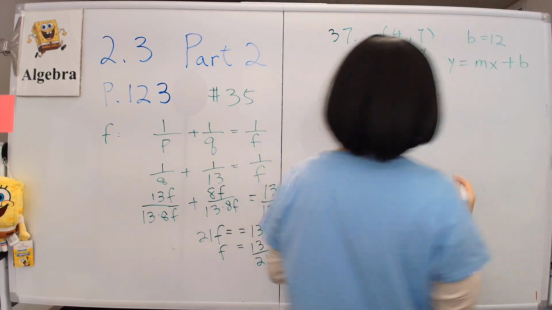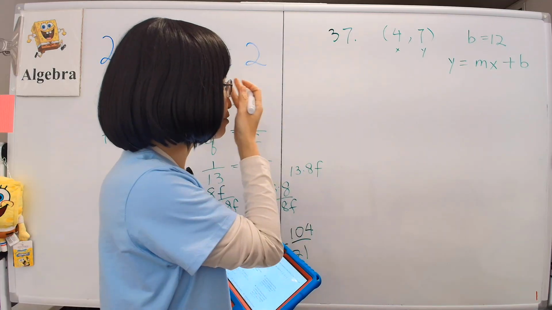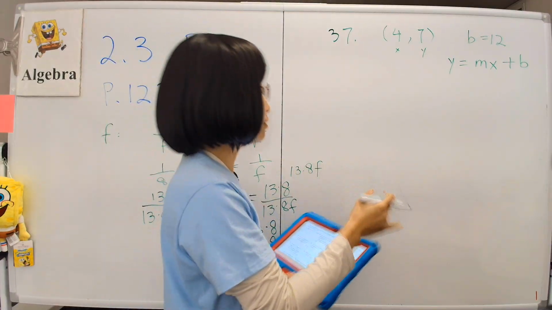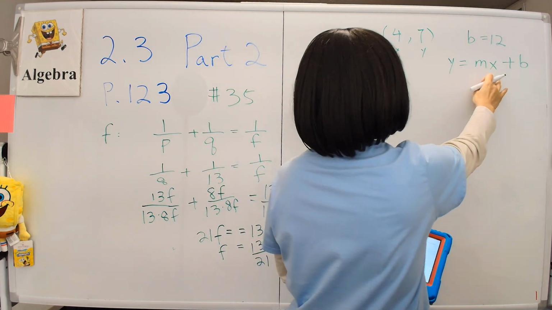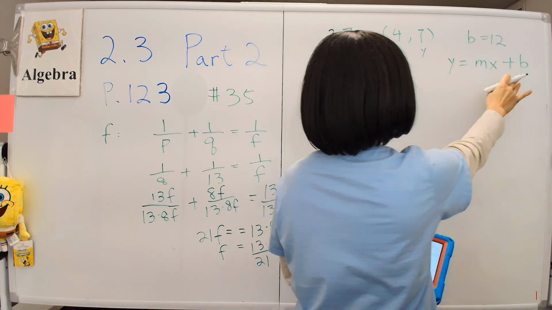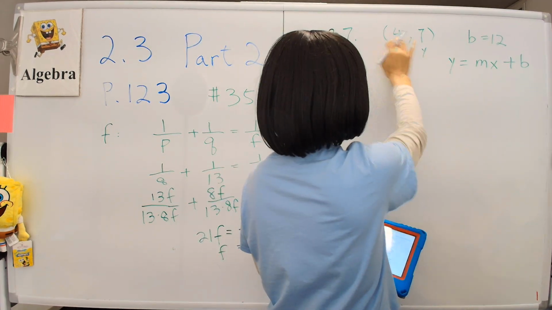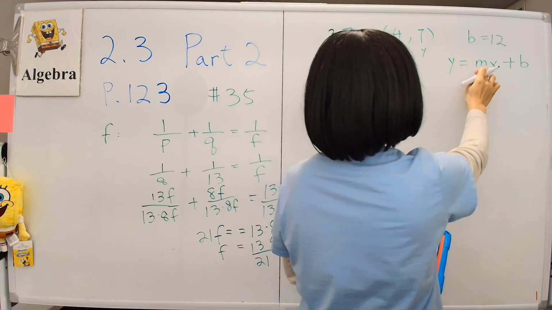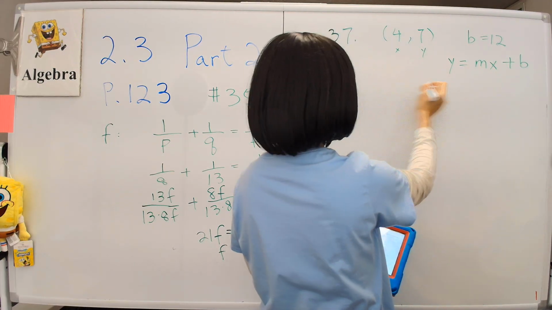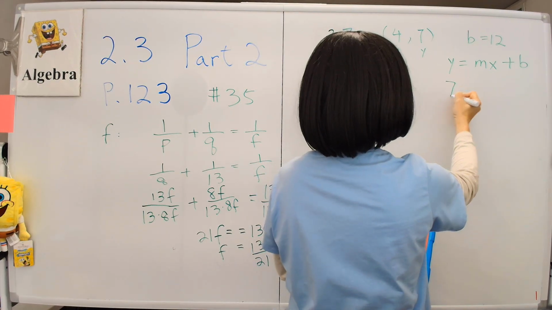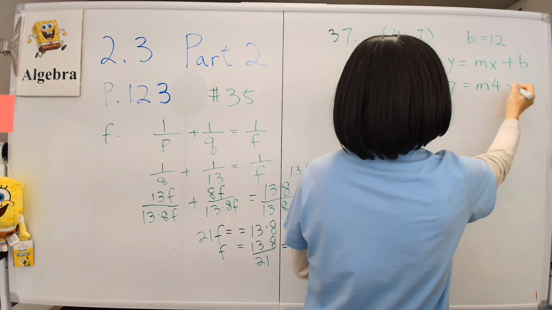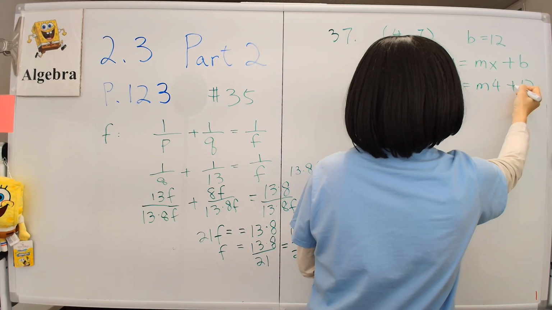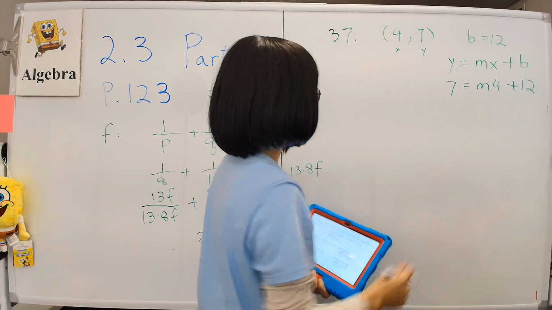Okay, so that's our formula, and what are we looking for? We are looking for m. Then we're going to plug everything in like it says. That is, x is 4, y is 7, and b is 12. Let's write that down. y is 7 equals m times x is 4, plus b is 12. I'm writing it exactly as is.